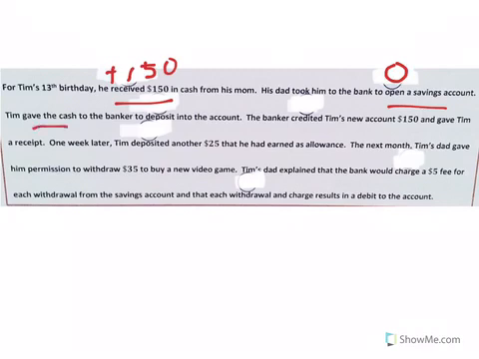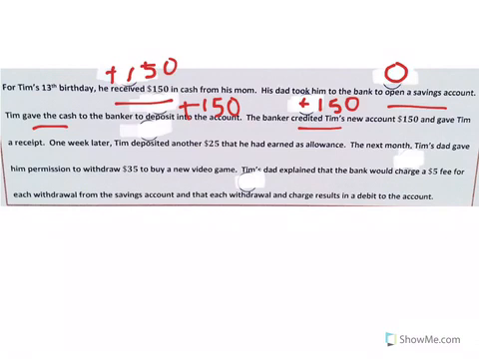Tim gave the cash to the banker to deposit into the account. That's going to be a deposit. Deposit is a plus 150 into the account. Now, it's a negative 150 from Tim's wallet that he has on hand, but it's 150 added to the account. The banker credited the new account with 150. So that means he's putting the $150 in the account and gave Tim a receipt.